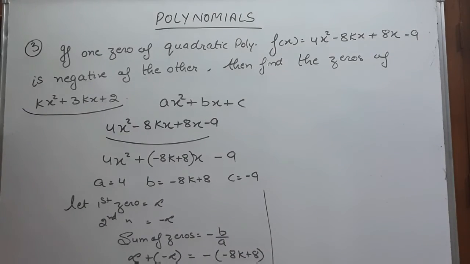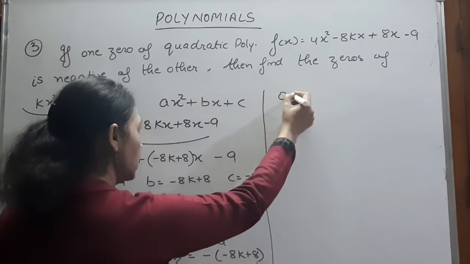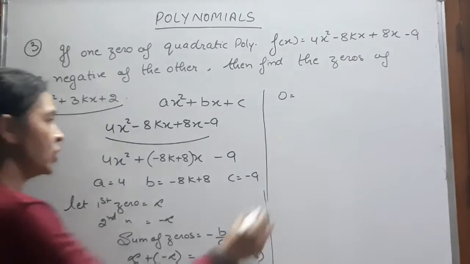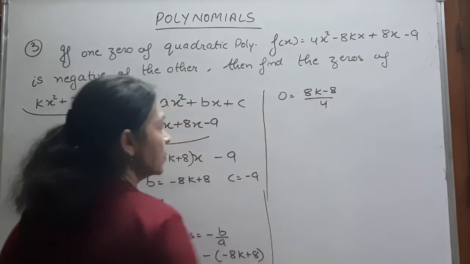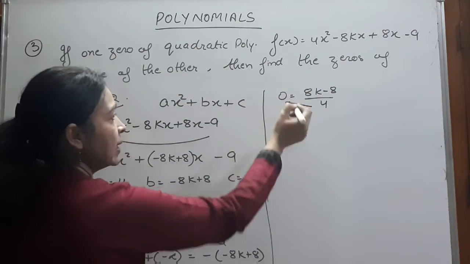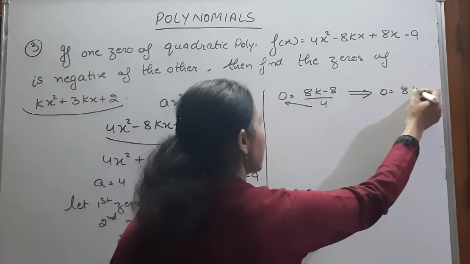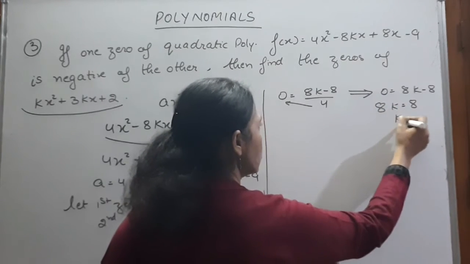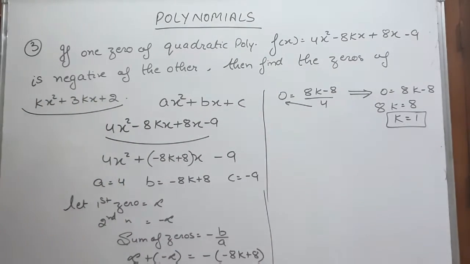Plus minus alpha: positive alpha and negative alpha both get cancelled. What do we get? 0 equals to minus sign outside the bracket. The sign inside will change. We will get 8k minus 8 upon 4. Taking 4 to the left hand side, we have 0 equals to 8k minus 8, and 8k equals to 8, and the value of k is 1. The value of k is 1.